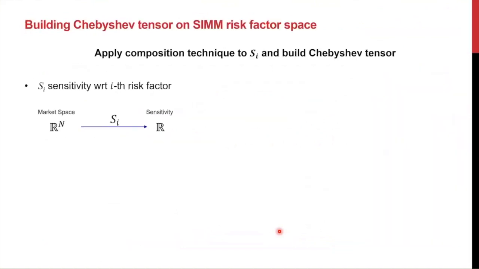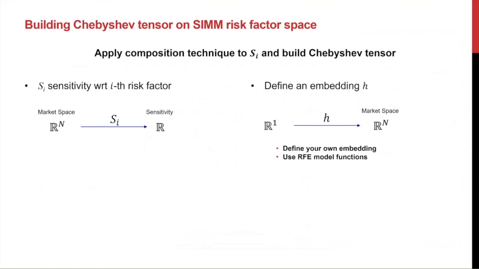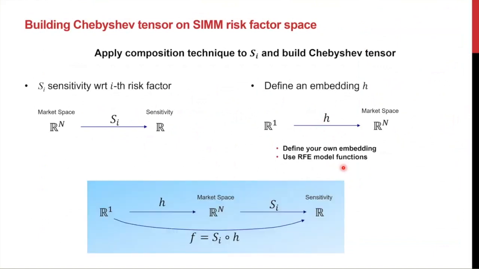We started with SI, then we define an embedding H. The H could be this function G from your risk factor diffusion model, and then you take the composition in order to define this F, which builds the Chebyshev tensor. But you can also define H, and in fact, this is what we did in order to obtain the results that I'm going to show you in a second, which is just one dimensional, and it's completely agnostic to the risk factor diffusion model that's used. Of course, it comes with a bit of loss in accuracy, but not significant.